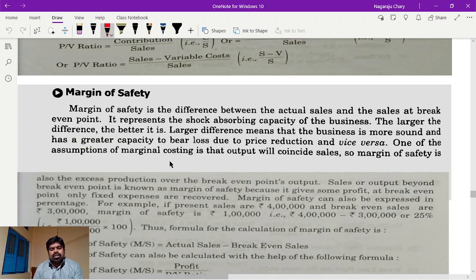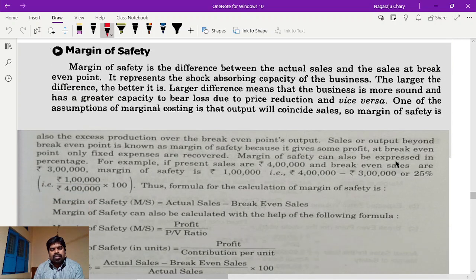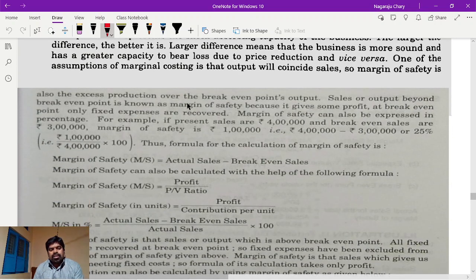One of the assumptions of marginal costing is that output will coincide with sales. So margin of safety is also the excess production over the break-even point's output. Sales or output beyond the break-even point is known as margin of safety because it gives some profit. At the break-even point, only fixed expenses are recovered. Margin of safety can also be expressed as a percentage.